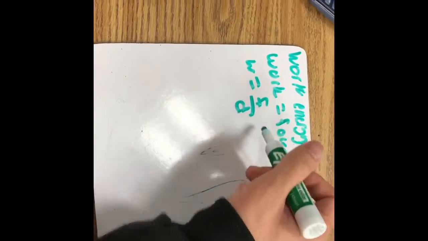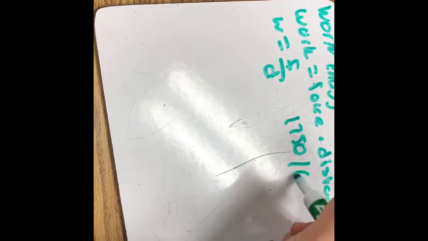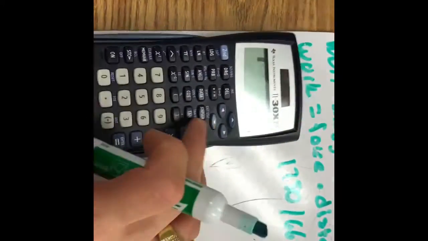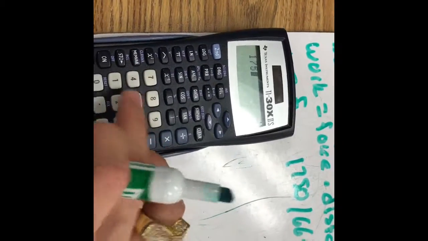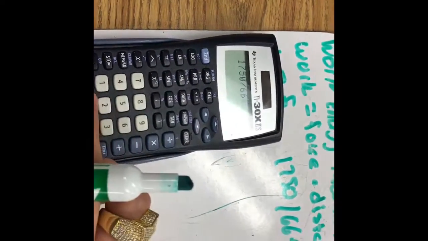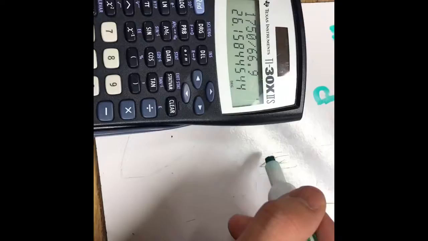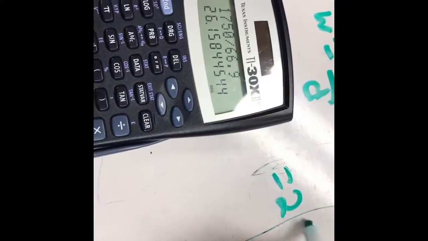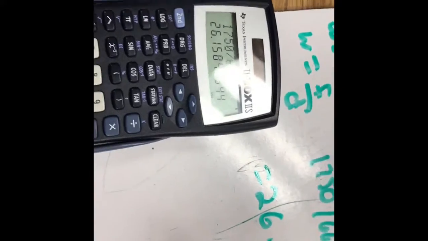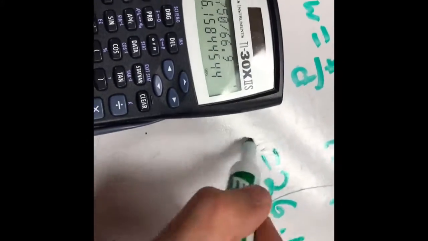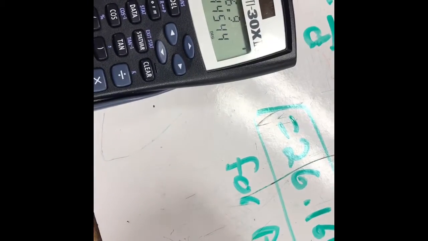For the work energy theorem, the formula is work equals force times distance. And since we're looking for work, we have to do force divided by distance. And the stopping distance is 1,750 meters. And the force for the Boeing 737 is 66.9. And for the calculation I'm putting in 1,750 divided by 66.9. And I got 26.16 meters per second. And that's for the Boeing 737.